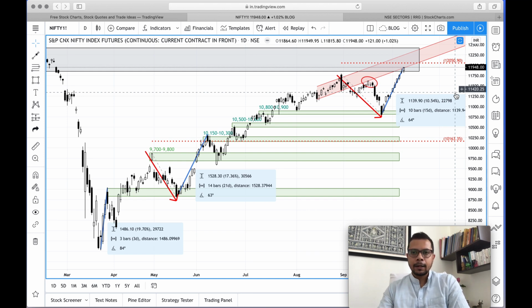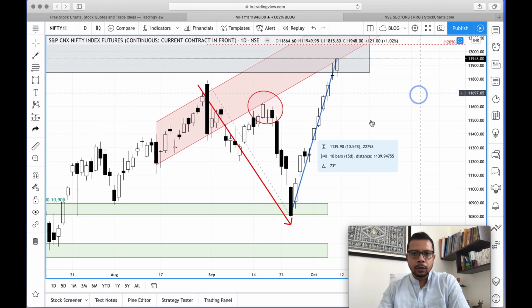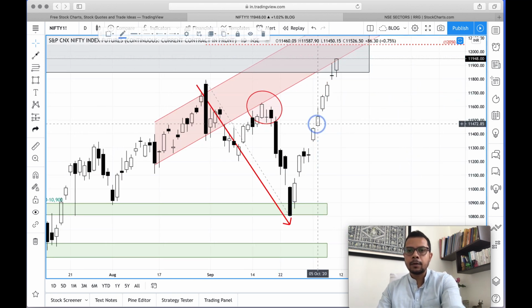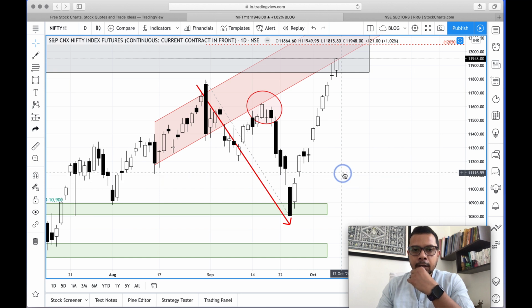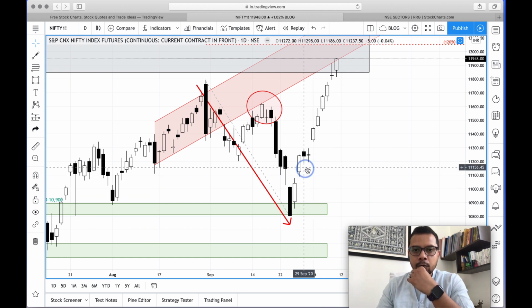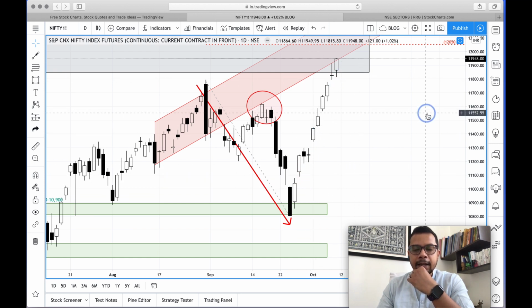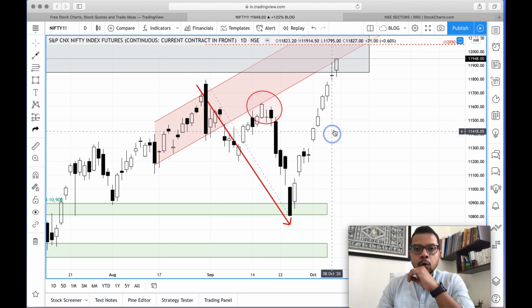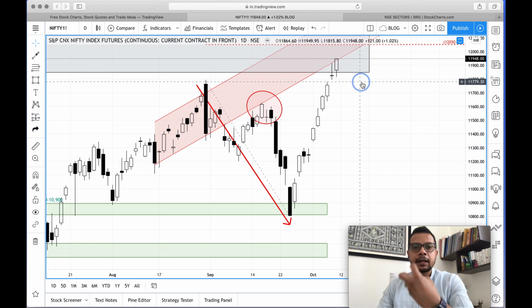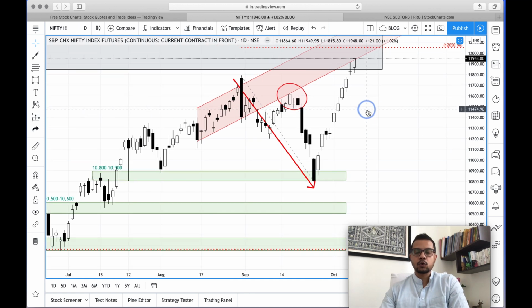And if you look closely, I may remove this info line. If you look closely at the bars, especially the count of 3, 6, 9, and 10 days, exceptional, not a single low on a daily basis was broken. That's the kind of strength the index has shown.